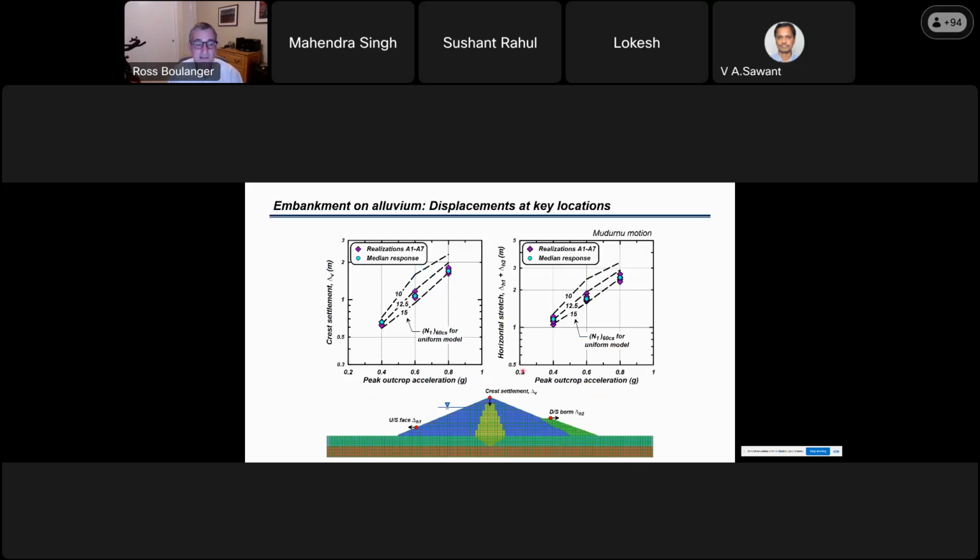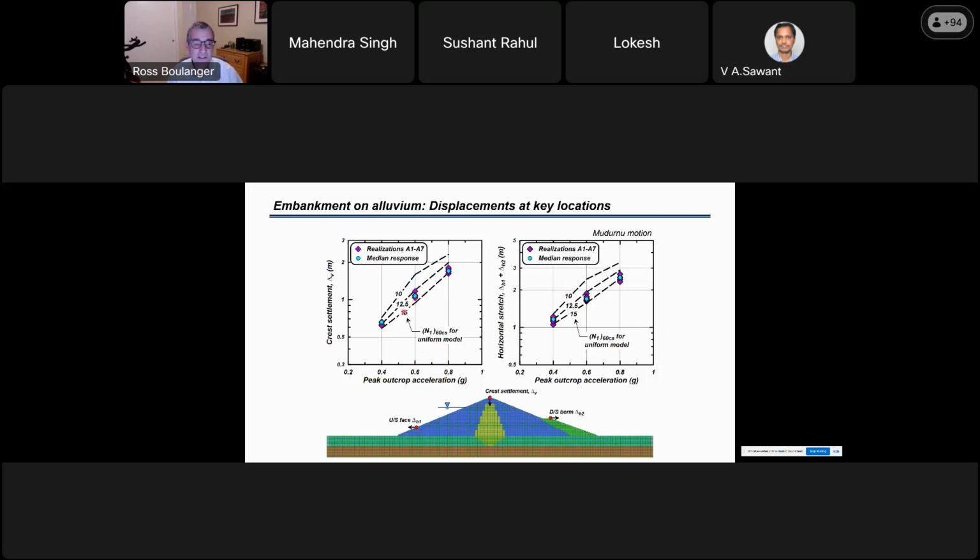We repeat that, and that's shown here. This on the left is crest settlement. And now we're going to show it versus peak ground acceleration. We take the ground motion and we just scale it linearly to different PGAs. What you're seeing on here are the crest settlements. The purple dots are from the individual stochastic realizations. The cyan dot is the median of those 7 responses.